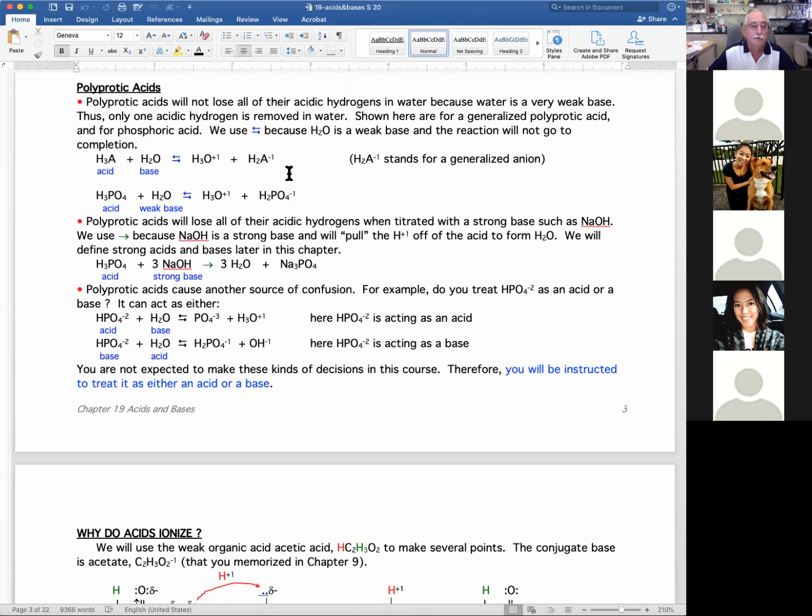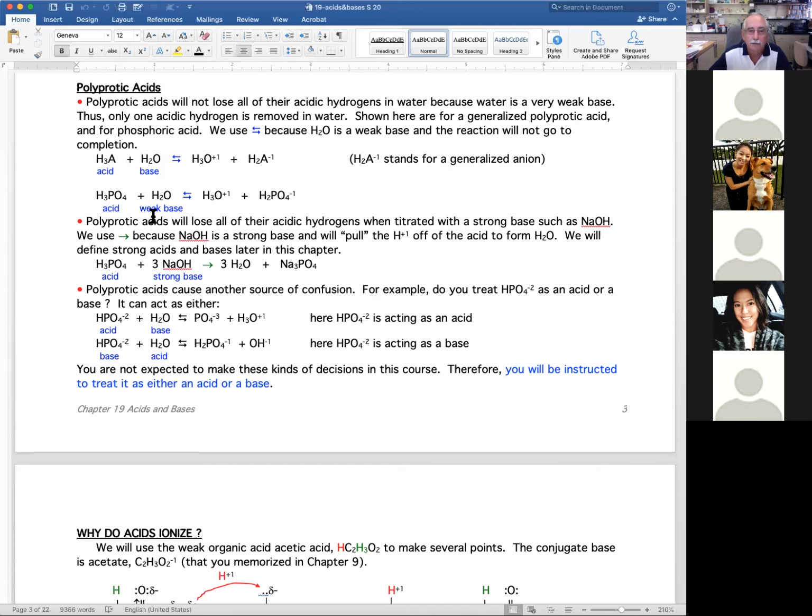So here's an example. Phosphoric acid has 3 hydrogens. So some would say, oh, it's a polyprotic acid, or a triprotic acid. If I put it in water, only one of them comes off. The reason is water is a very, very weak base.